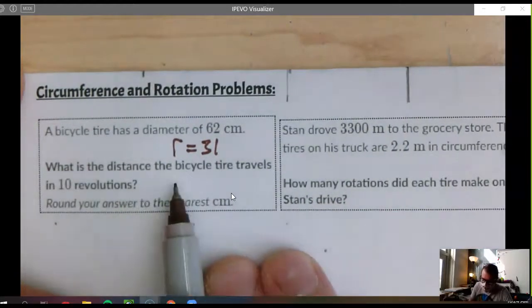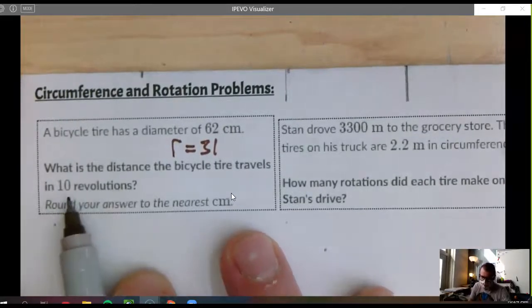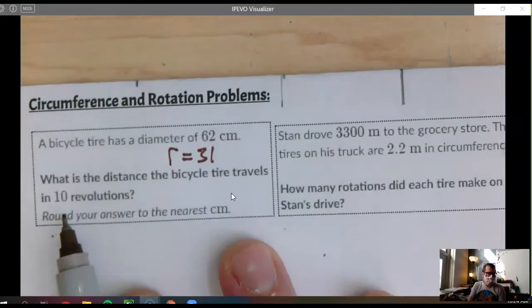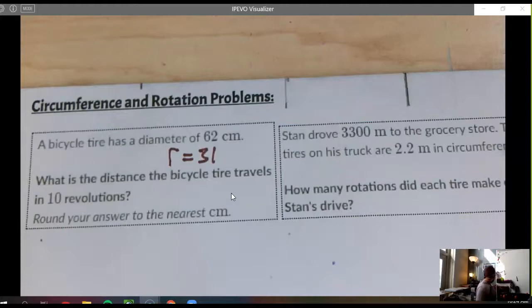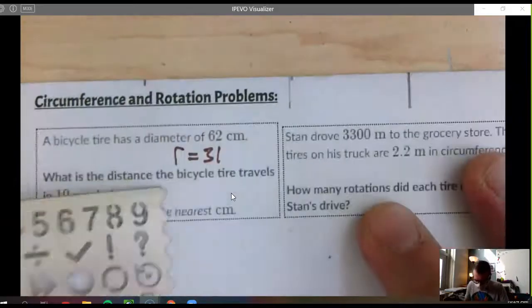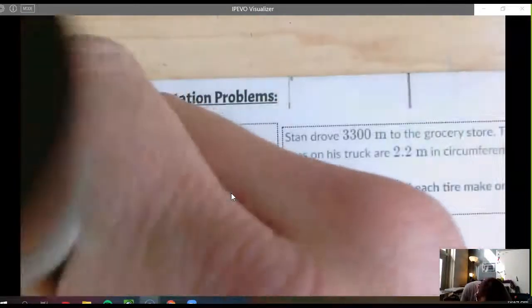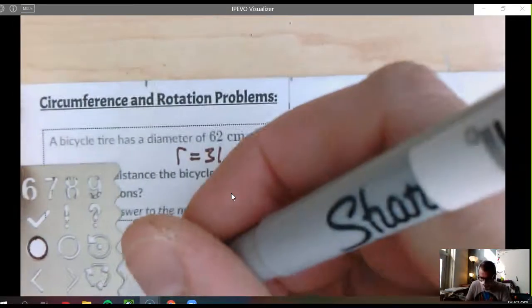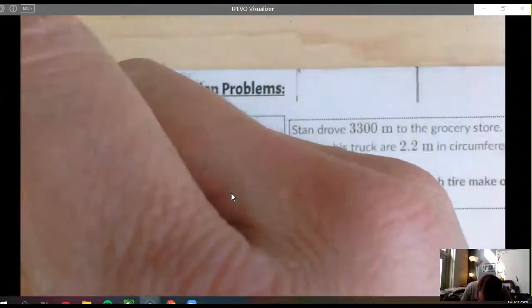What is the distance the bicycle tire travels in 10 revolutions? Well, guys, before we can think about 10 revolutions, we need to think about 1 revolution. So if we try to think about this, do I have a perfect circle on here? Yeah, and this is really small, so it'll work great. If we think about a bicycle tire, and we think about how far it goes when it revolves once.